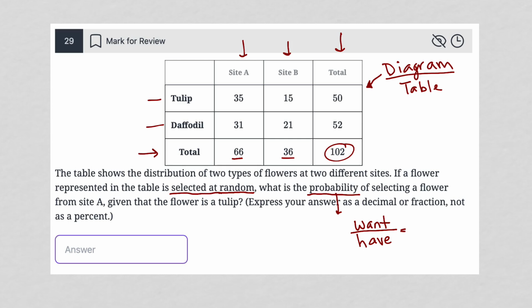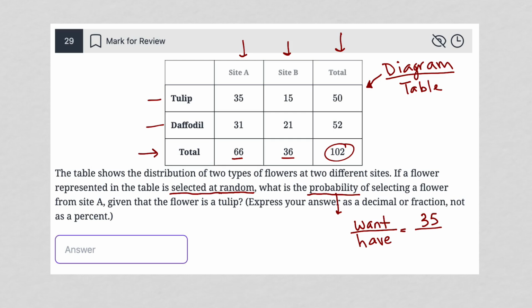All right, so if I want a flower from site A, there are 66 flowers in site A. 35 of them are tulips. 31 of them are daffodils. I think what I want is represented by the number 35, right? There are 35 tulips in site A. That's what I want. Now, what am I choosing from?